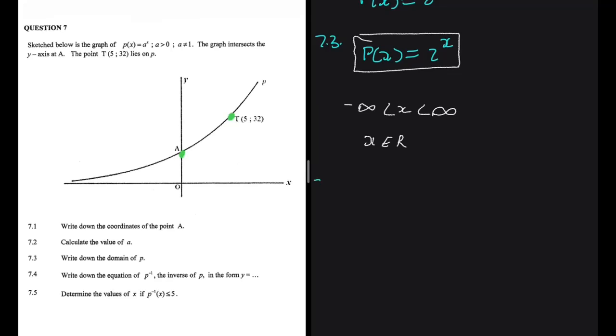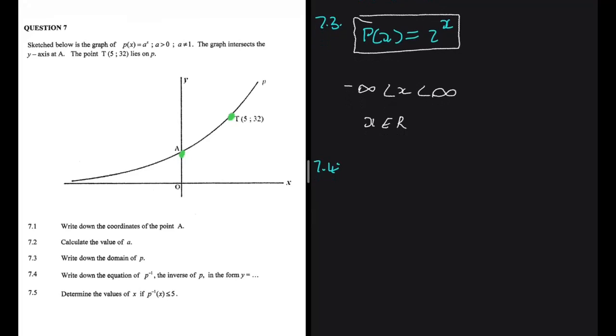And then 7.4 is saying let's write down the equation of p inverse in the form y equals. So let's not forget, we know fully well that p of x is equal to 2 to the power of x.